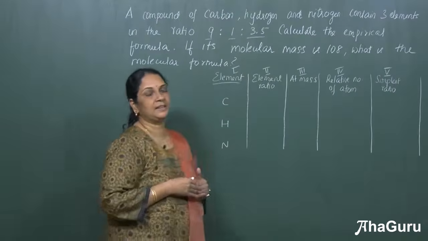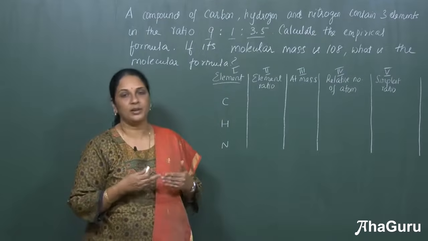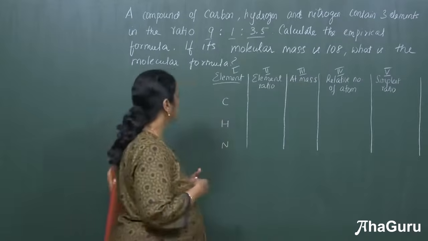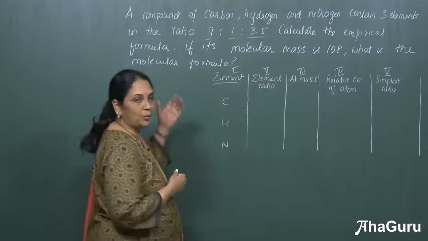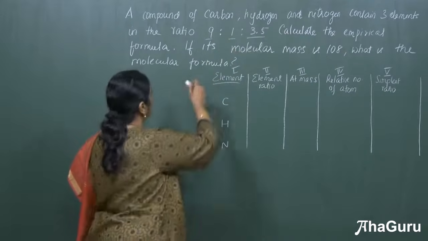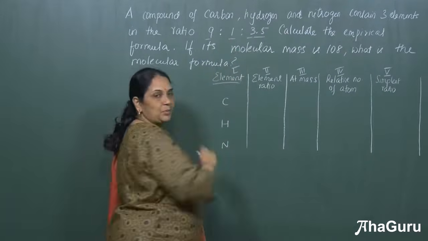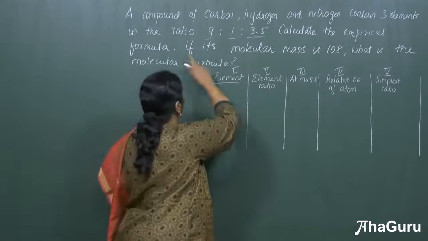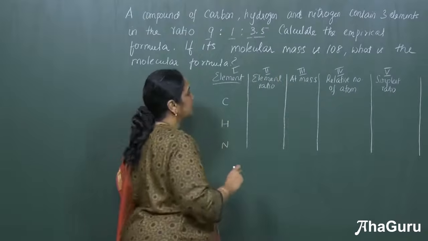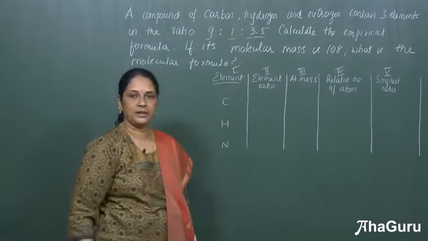So, to understand the calculation of empirical and molecular formula, it is always better to do a numerical and then understand. So, in this numerical, they have given a compound, okay, which contains carbon, hydrogen and nitrogen, okay, in the ratio 9:1:3.5. So, they have asked you to calculate the empirical formula. They have given the molecular weight or molecular mass, and they have also asked you to calculate the molecular formula.